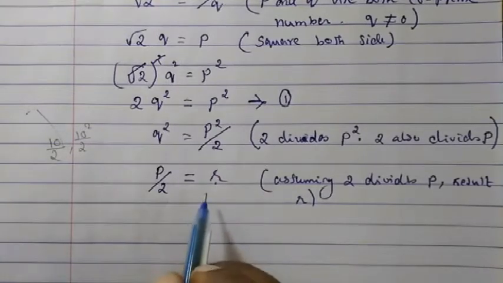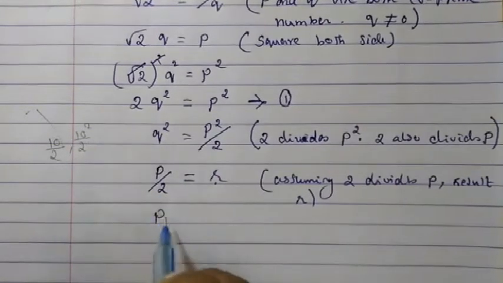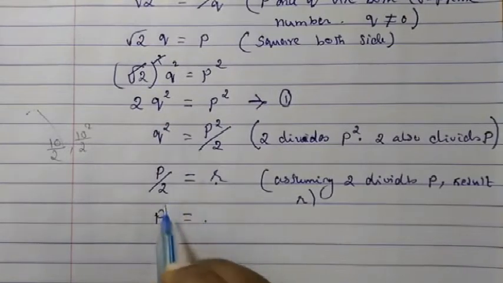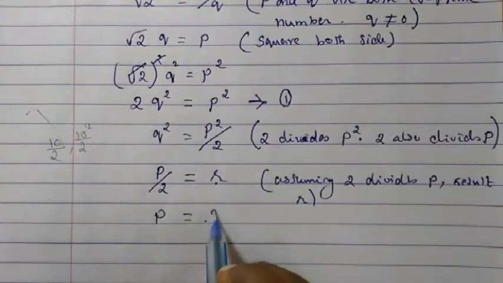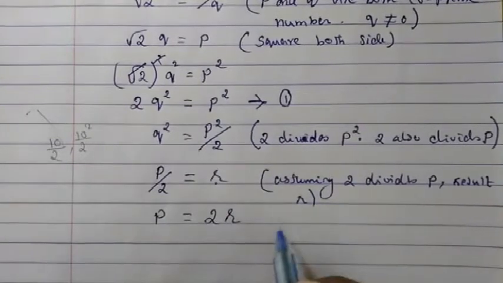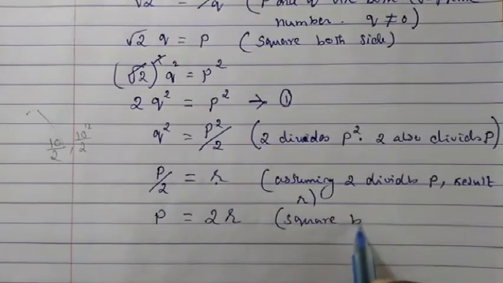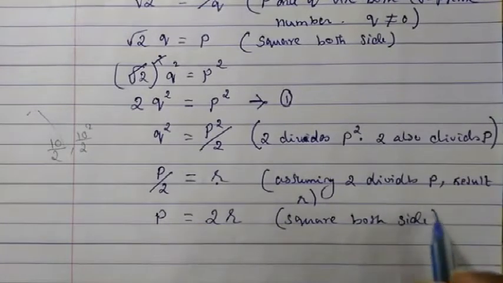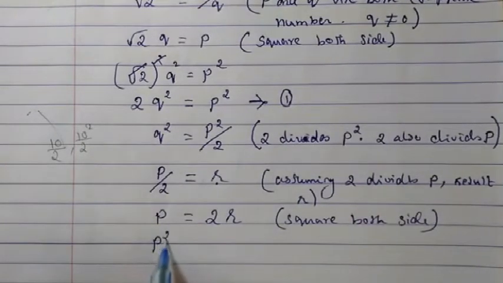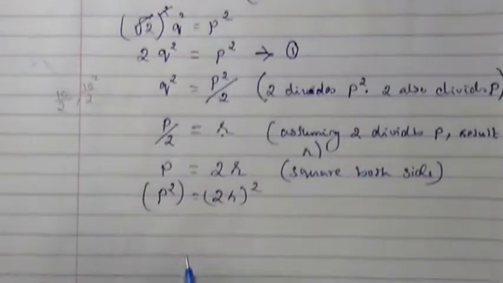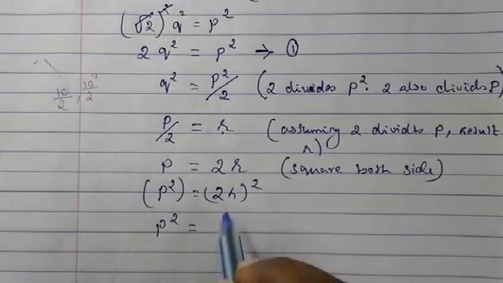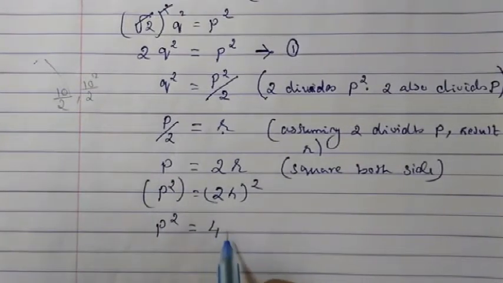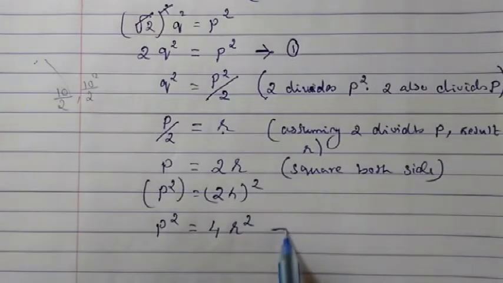Now again, we'll keep p here and bring the 2 to this side. So what will we get? We'll get p equals 2r. Now square both sides. So when we square, we will get p squared equals 2r squared. So now p squared equals, 2 squared will be 4, and r squared. Now we consider this as equation 2.